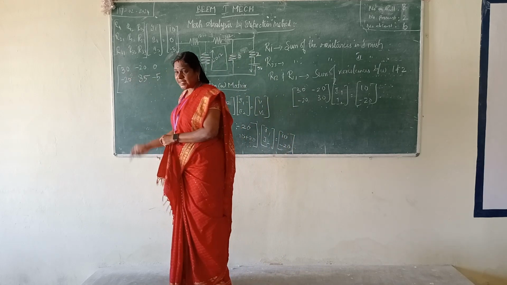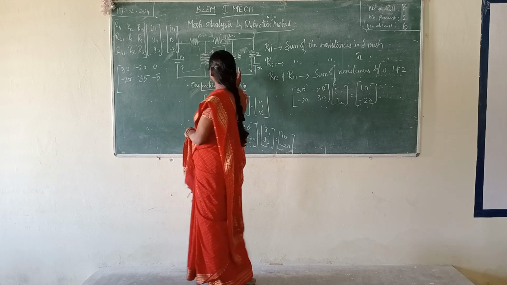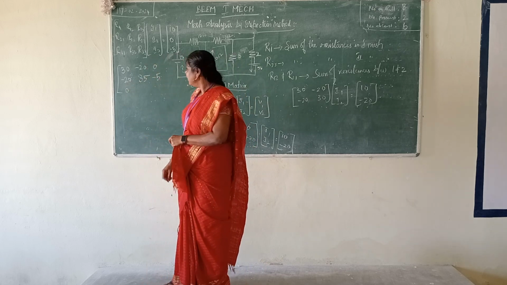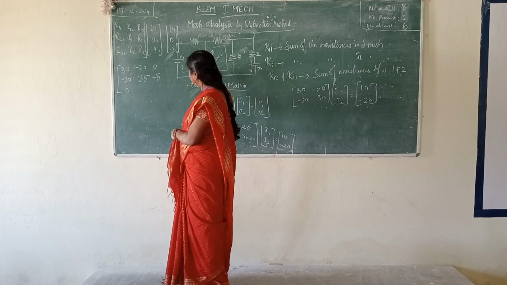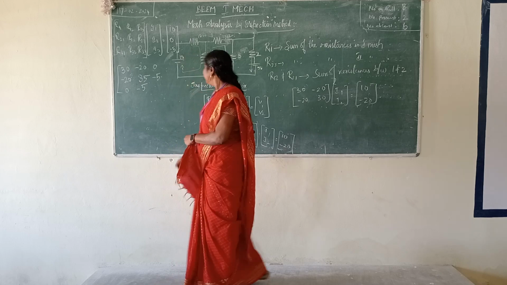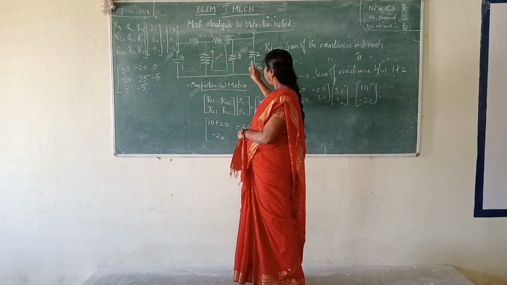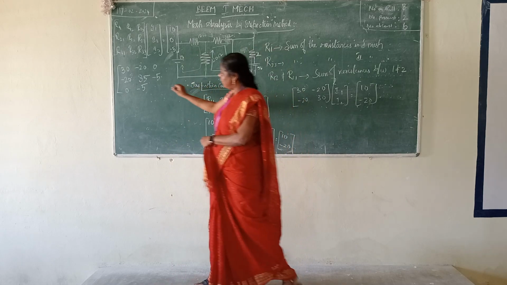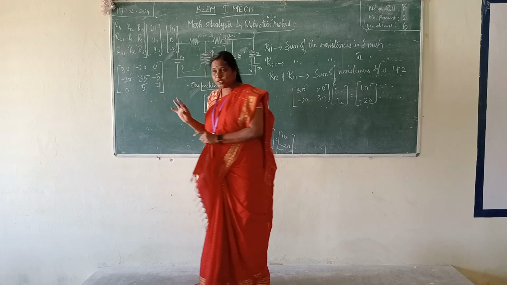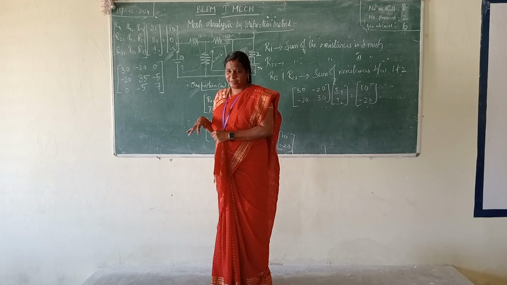Only diagonals are plus. Next, R31, again there is no resistor between 1 and 3, so R31 is also 0. And what is R32? That is also minus 5. R23 is minus 5, R32 is also minus 5. R33 is what? 5 plus 2, 7. With this, the same procedure we will apply and find out I1, I2, I3.